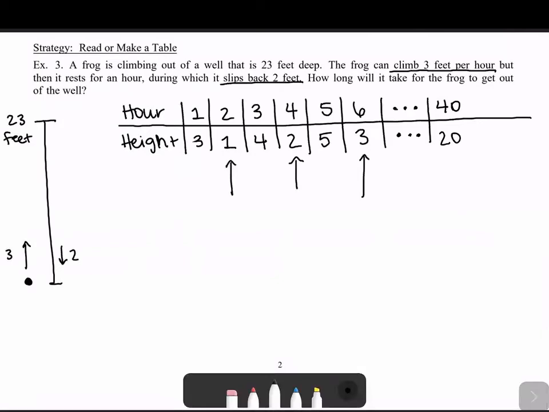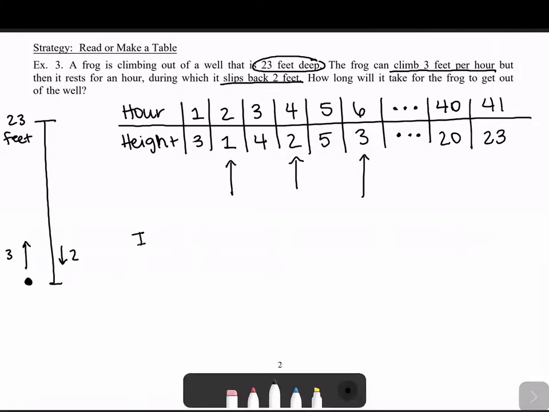You can write out this entire table that way, or you can use a strategy we talked about in the last video, looking for a pattern, to see that at the 40th hour, the frog is finally at 20 feet. So now if we continue our table, at 41, now the frog is at 23 feet. And look at that. Our well was 23 feet deep. You can continue this, like I said, writing out every value, or you can look at this pattern. So it takes the frog 41 hours to climb 23 feet.